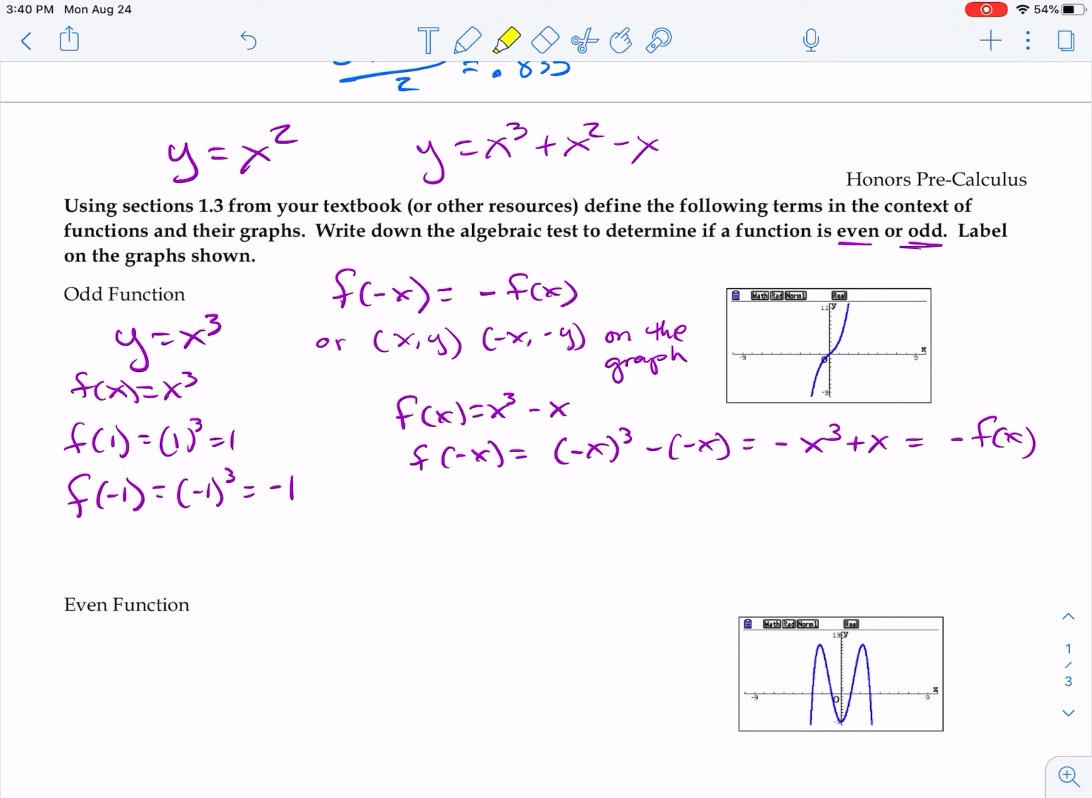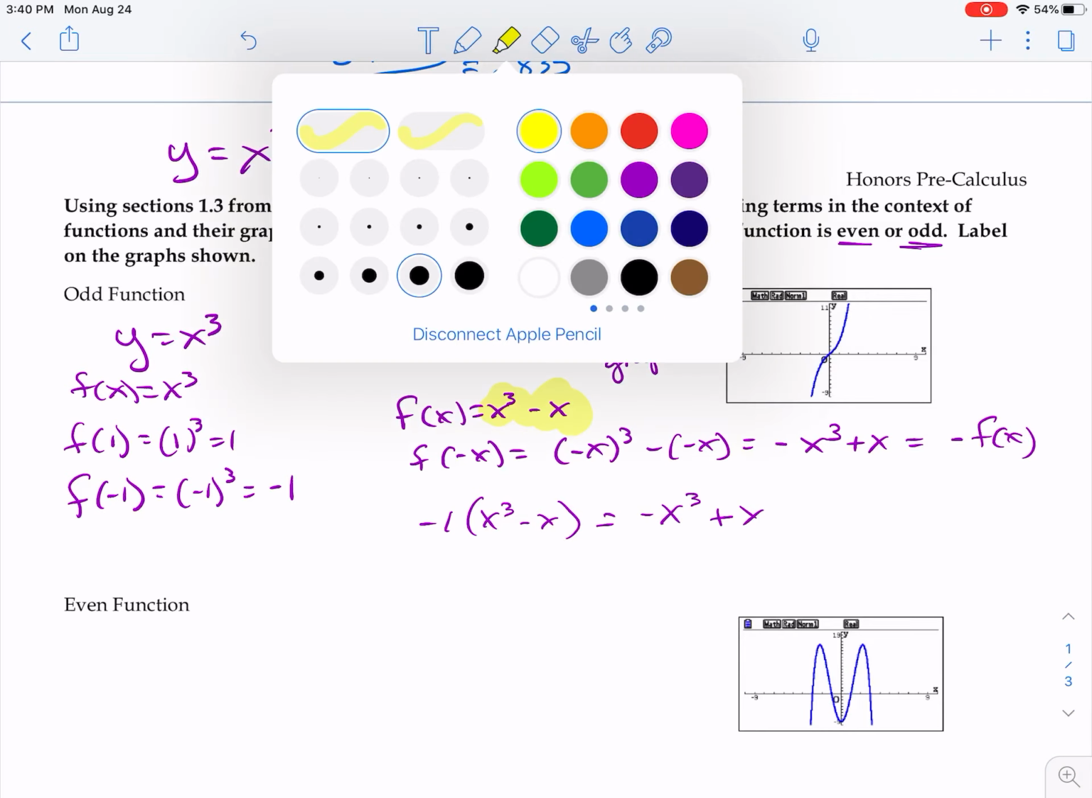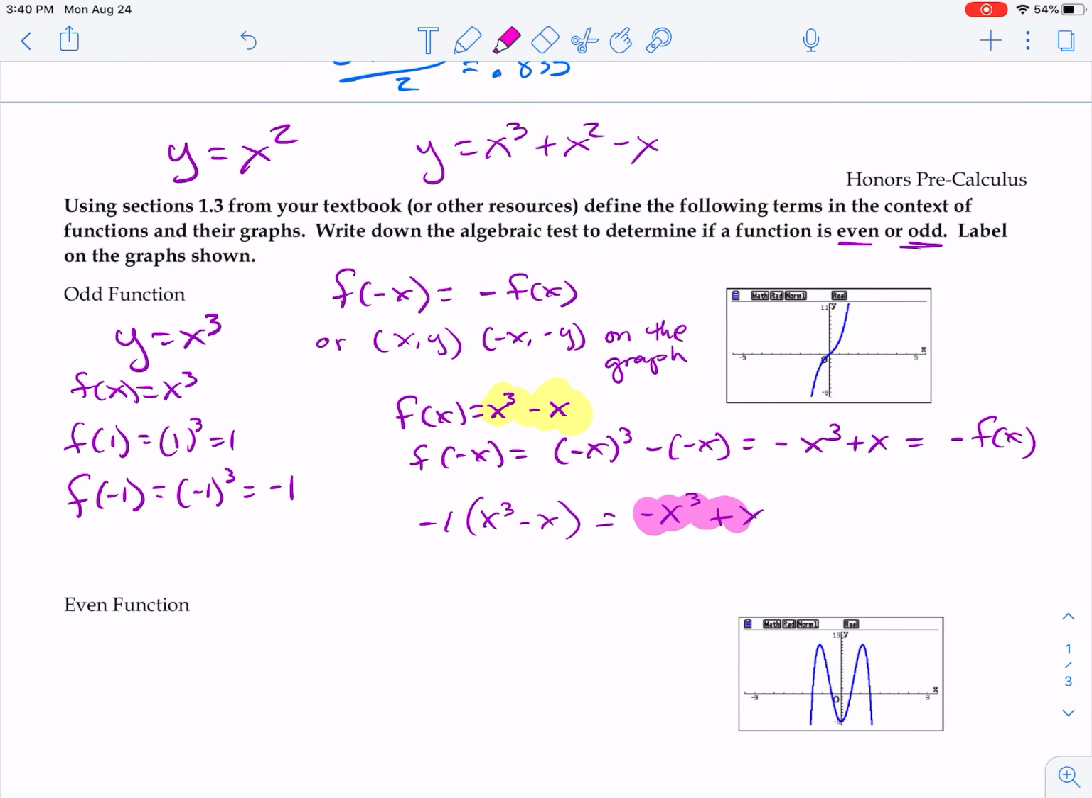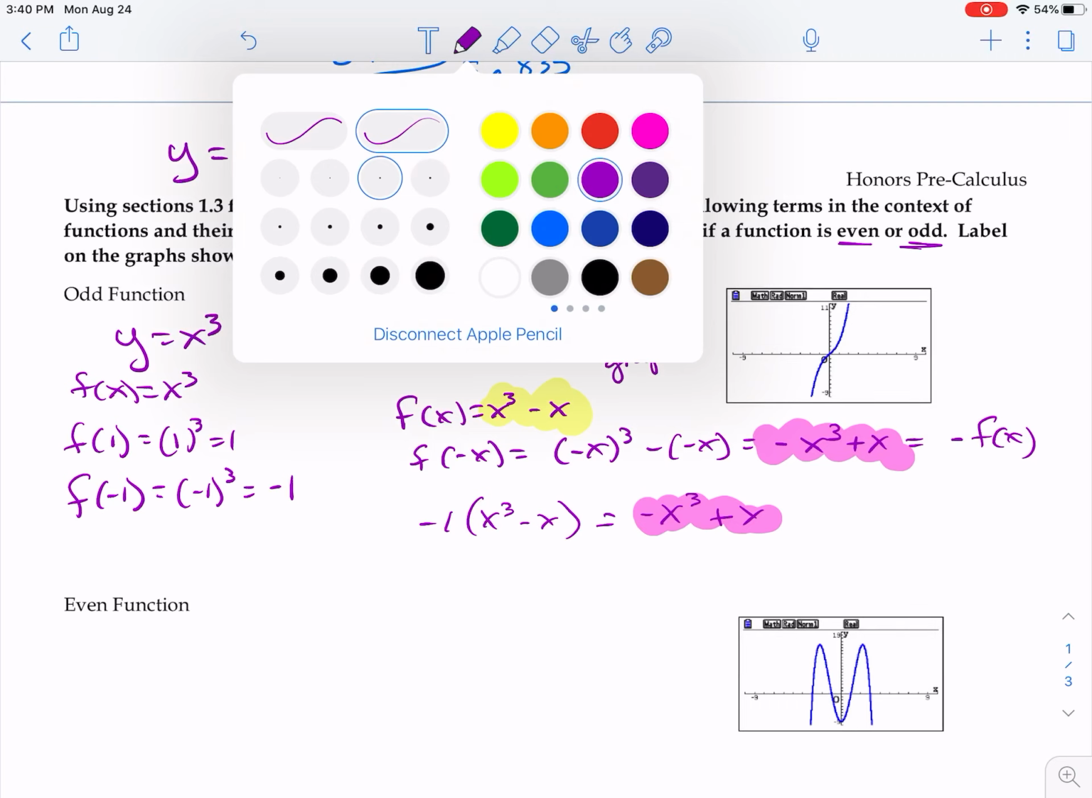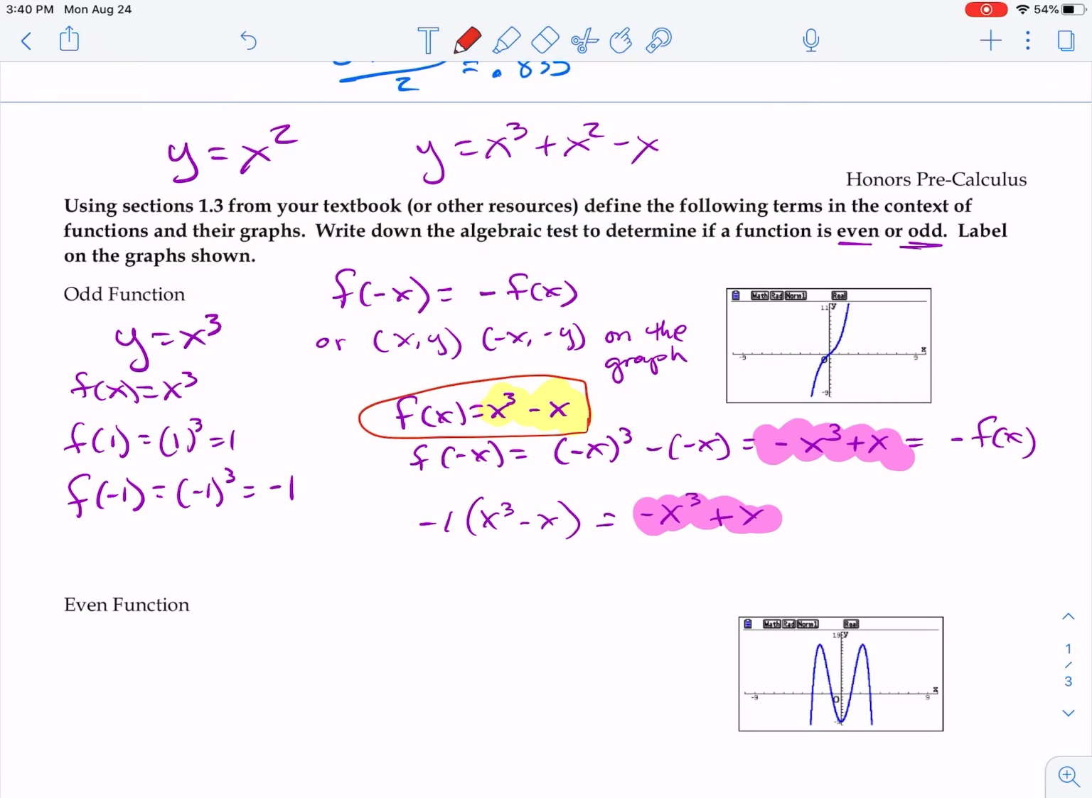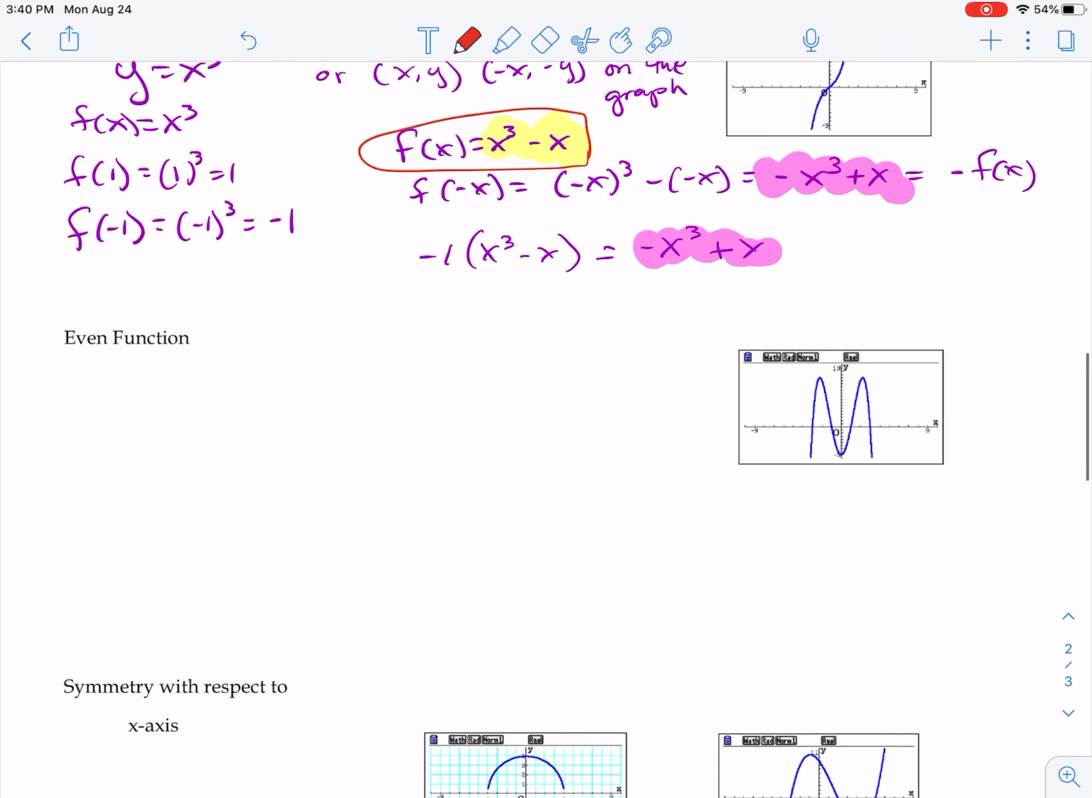If I took this and multiplied by negative 1, you'd have negative 1 times x cubed minus x. You get negative x cubed plus x. And this matches that. Okay? So therefore, this is an odd function. Okay? Even functions.